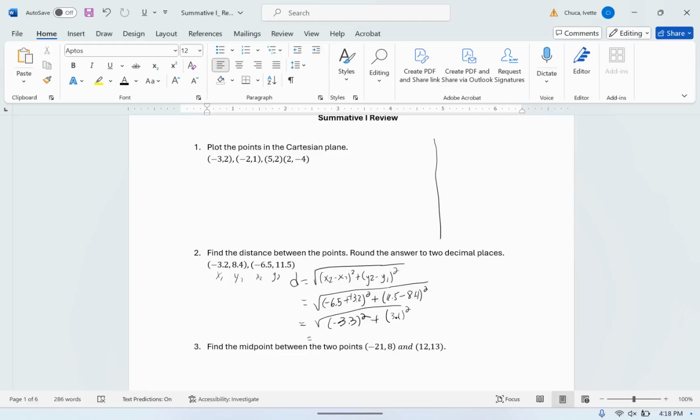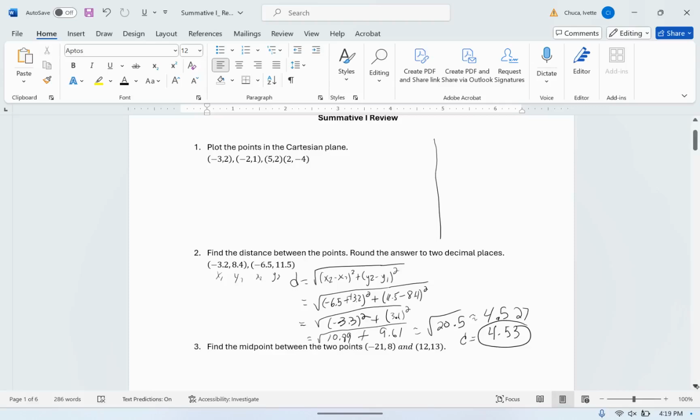So now we square each of those. So we have -3.3 raised to the second power. And that's going to be 10.89. And then we have 3.1 raised to the second power, which is 9.61, added to the 10.89. So we end up with the square root of 20.5. Since they want a decimal, we take the square root of 20.5, and that's approximately 4.527. It says to 2 decimals, so my answer would be 4.53 for a distance.